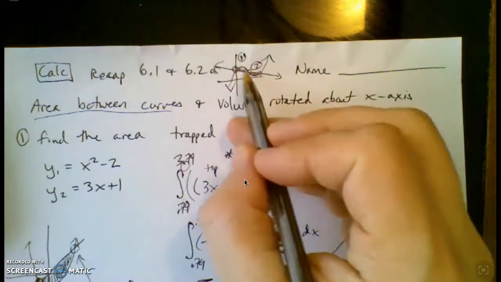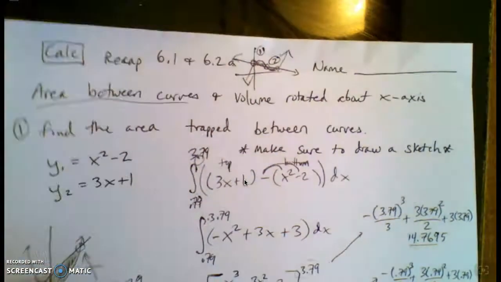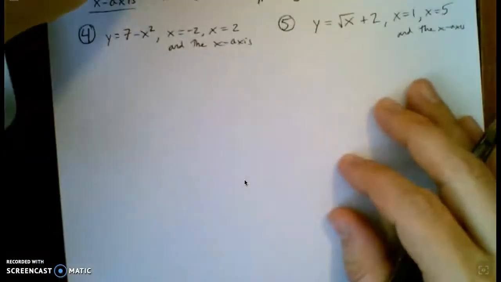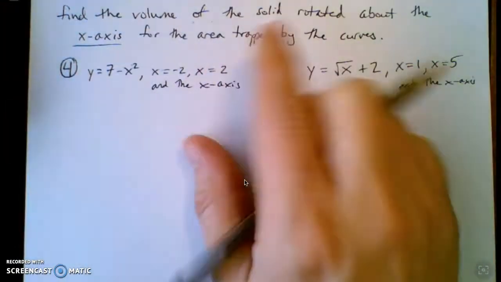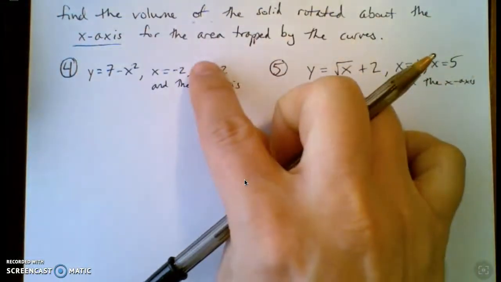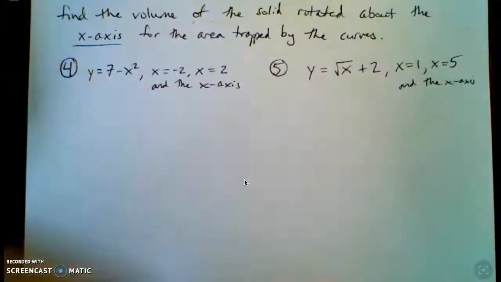And you gotta check your endpoints, find them the same way we just found that one, and then add your two answers together. Okay, so one last thing, we'll do one of the volume problems. Okay, so here, it wants the volume of the solid rotated about the x-axis for the area trapped by the curves. So once again, it would be beneficial to have a picture of these.